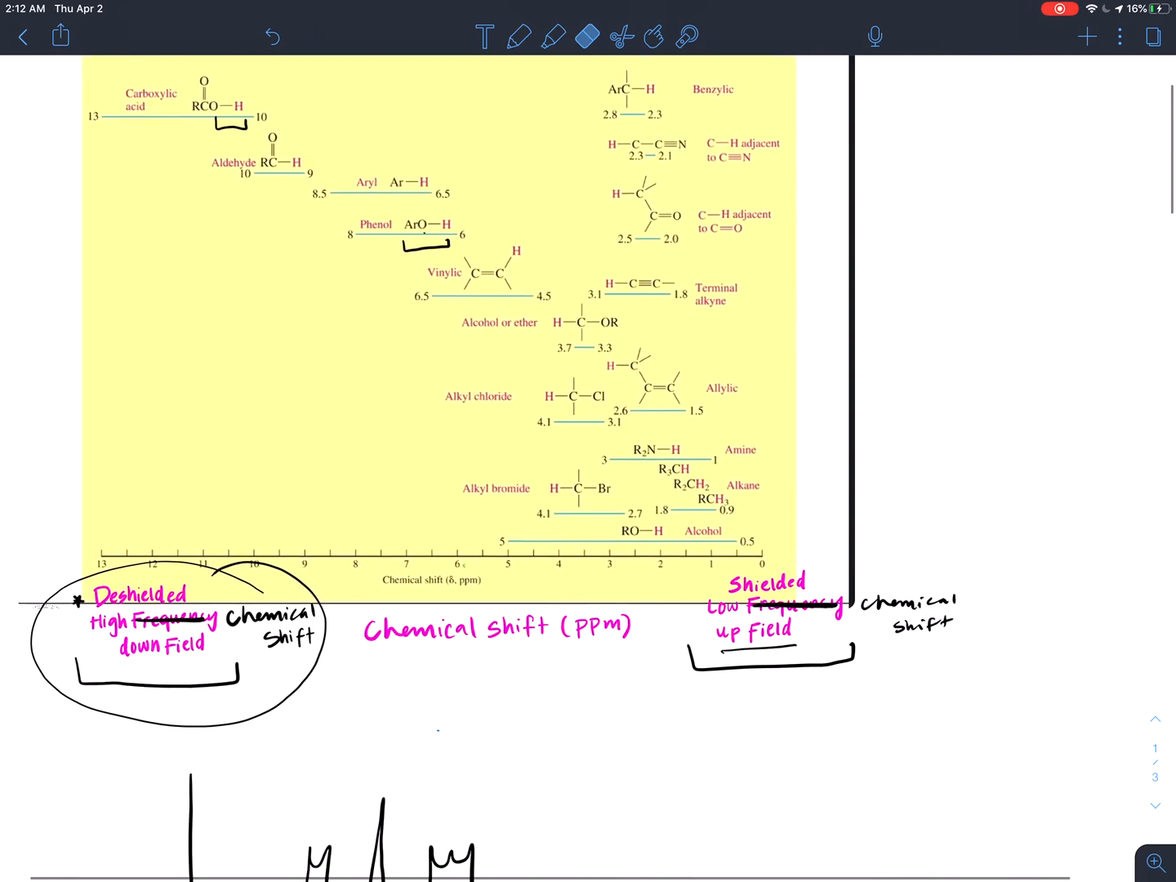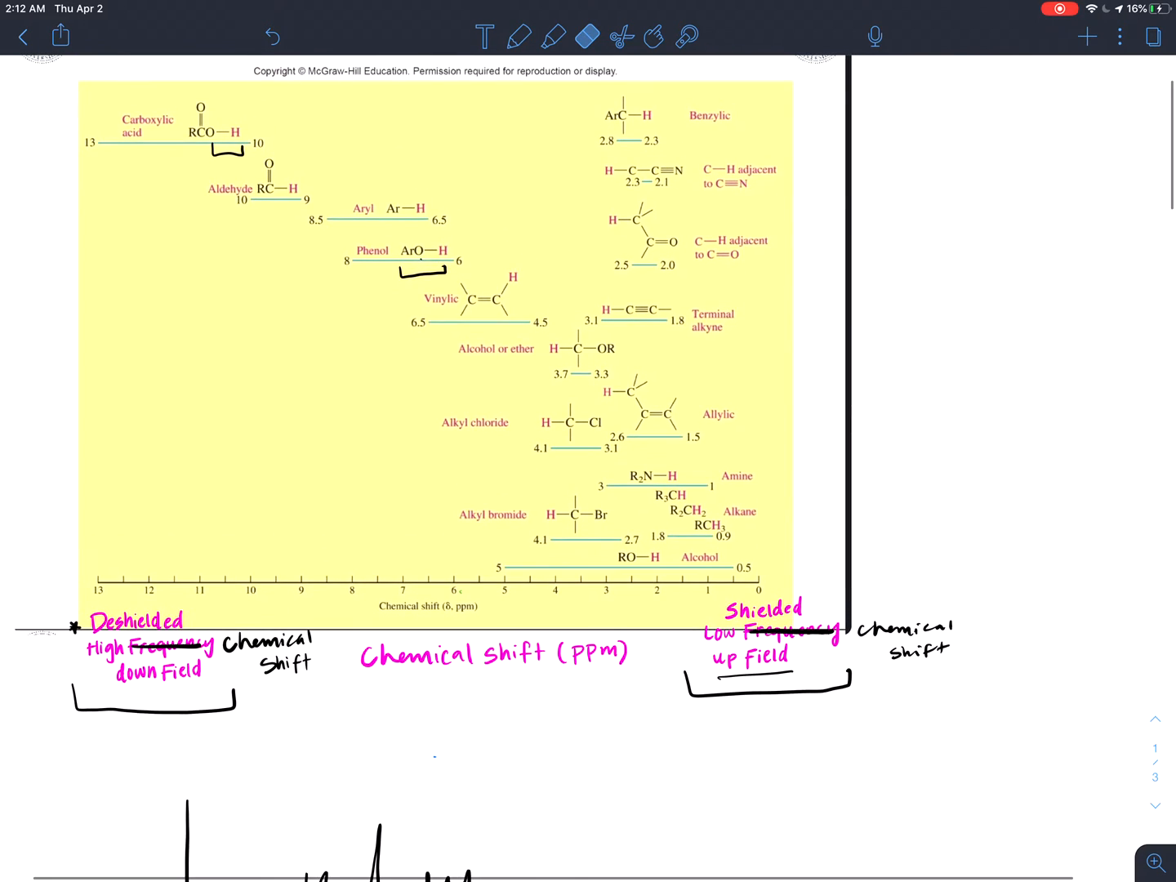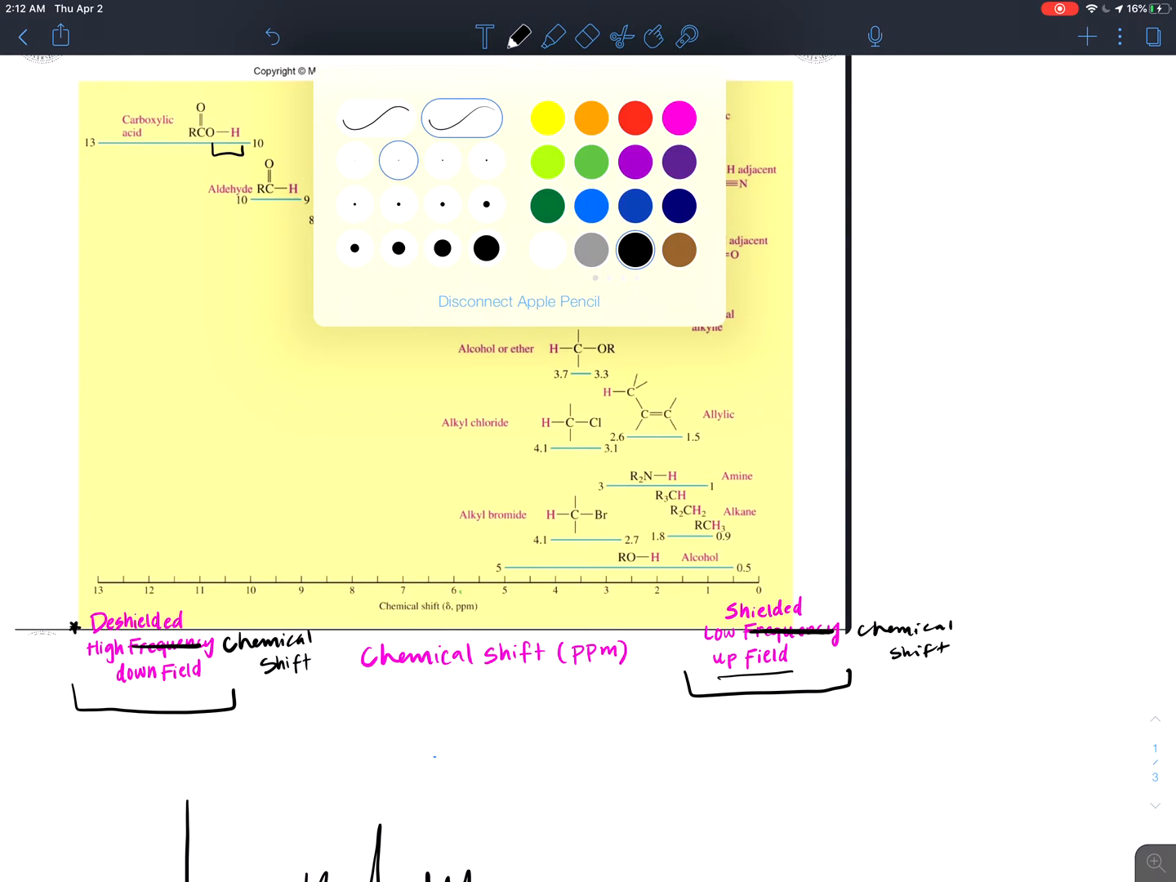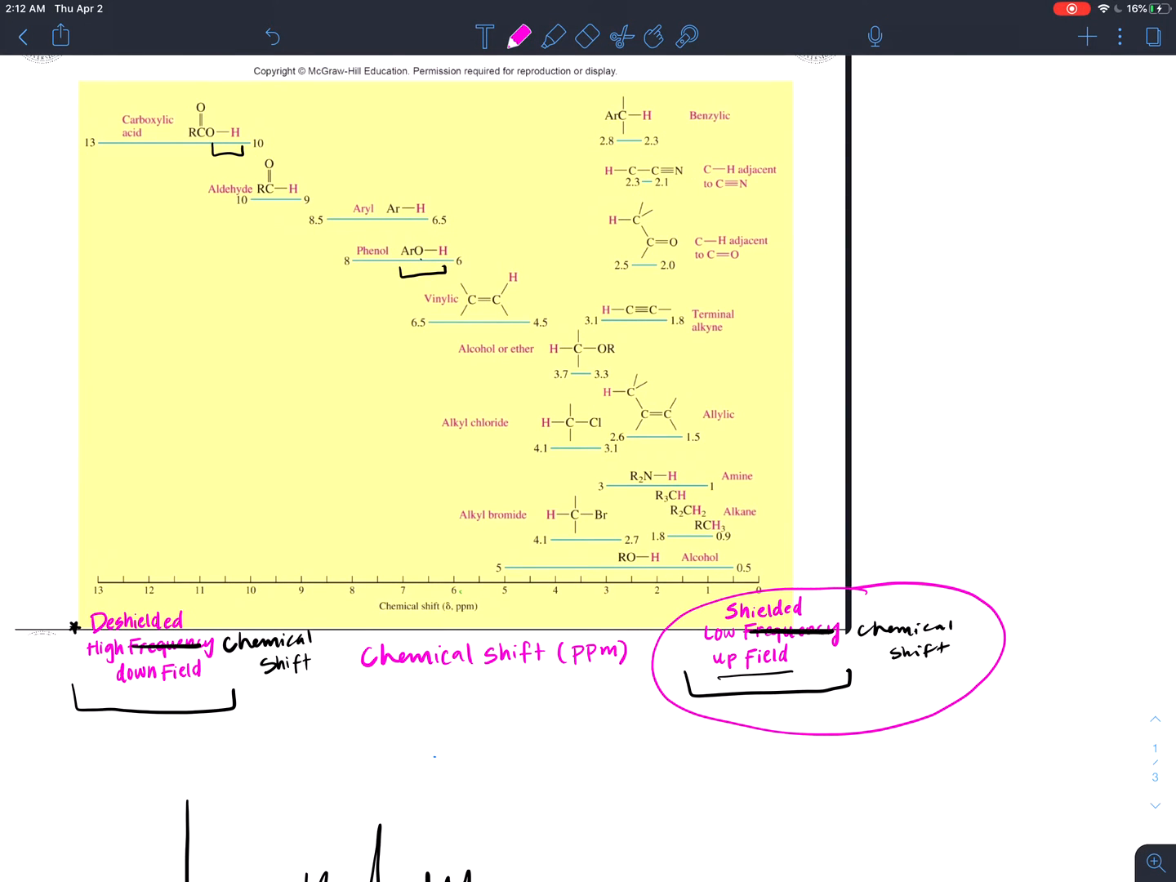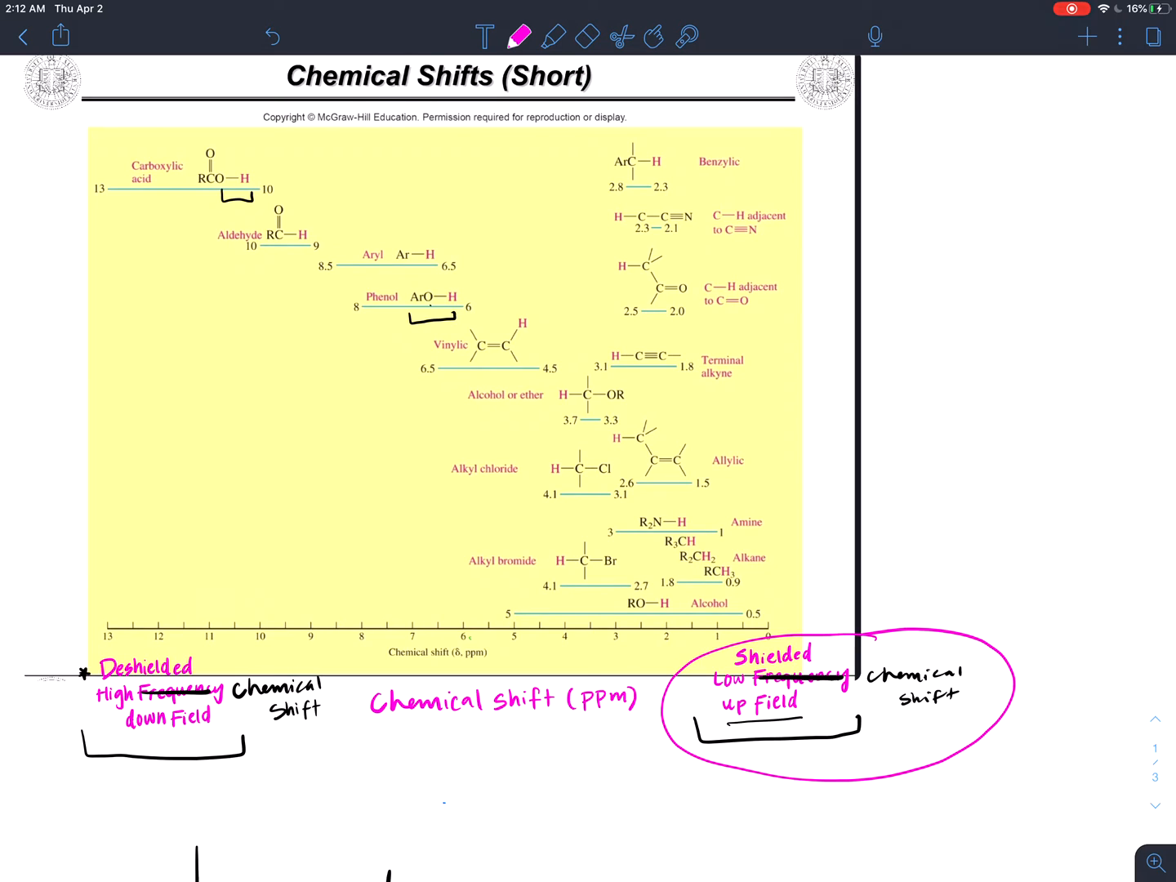So a quick recap about all of these. On the right side, right here, I have shielded because I don't have any electronegative atoms surrounding my hydrogens, right? So no electronegative atoms are going to steal the electrons. The electrons are still surrounding the hydrogen, so the hydrogen is shielded. It's good. And it's going to be low chemical shift, again, no electronegative atoms surrounding it. And the last word is upfield. Just remember, low chemical shift goes with upfield.